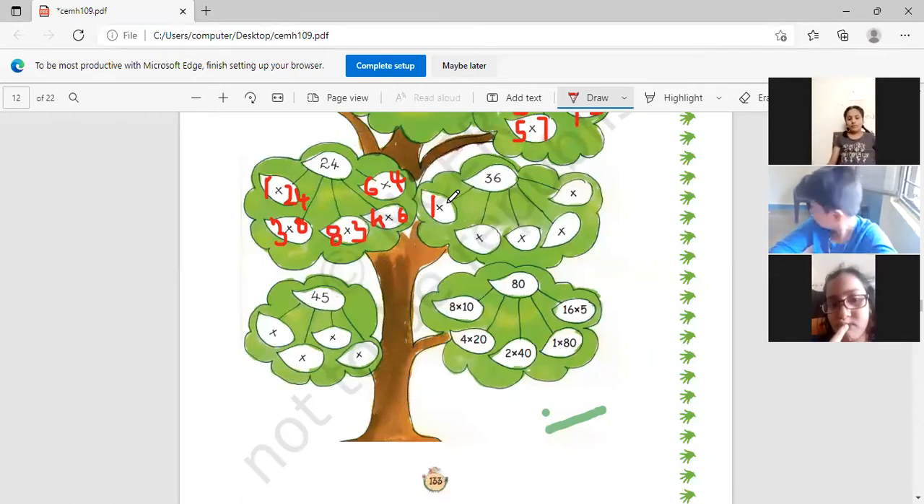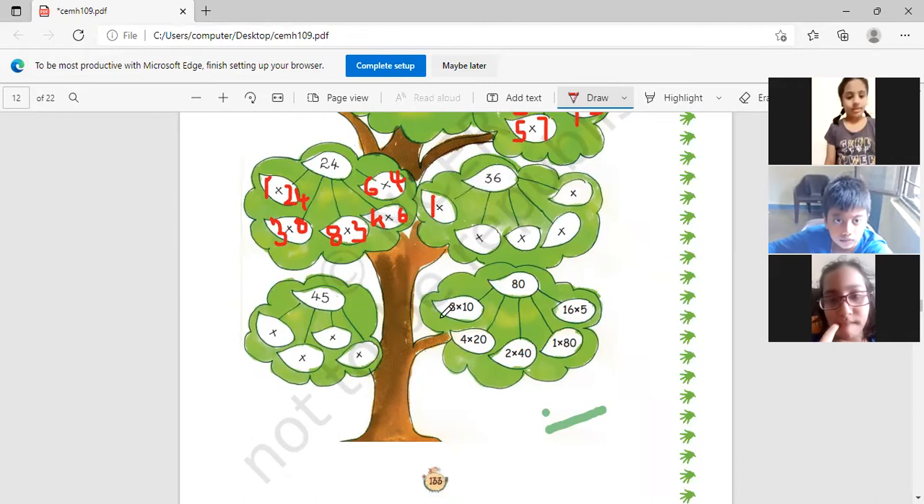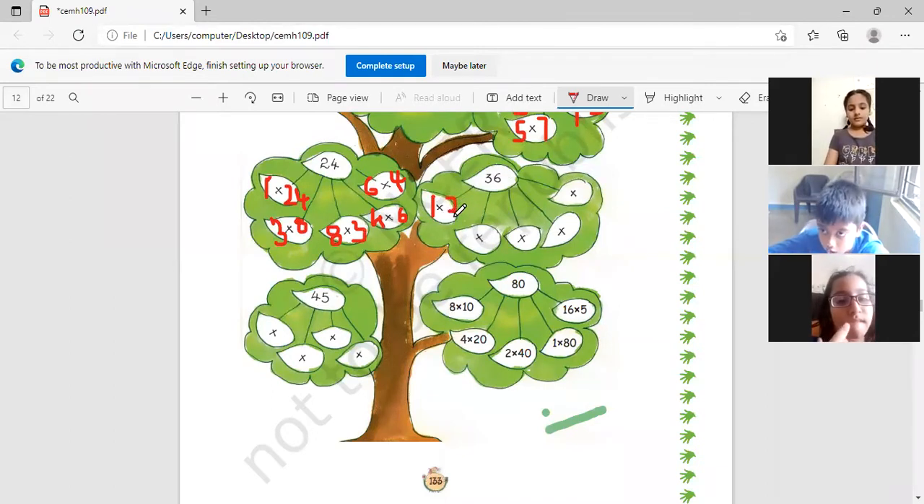Just remember, 1 multiplied by any number, 1 how many times is 36? You should tell me the same number. 1 with any number always gives the same number.